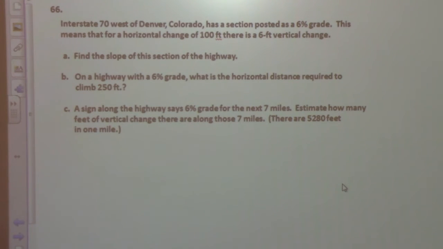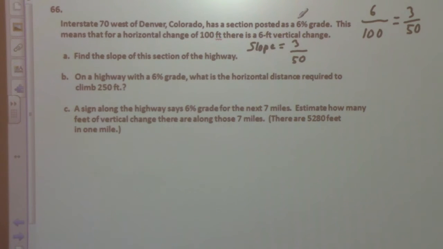Find the slope of this section of highway. What is the slope of this section of highway? 3/50. Okay, slope equals 3/50. How did you get that? If you rise 6 feet, you are 100. Yeah, and they pretty clearly delineate it, right? So you had 6 feet vertically for every 100 feet horizontally, which simplifies to 3/50ths.